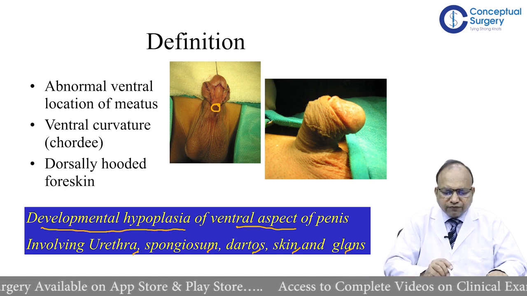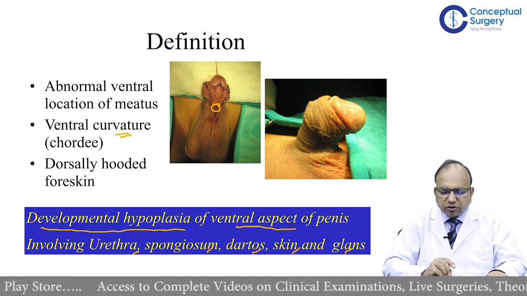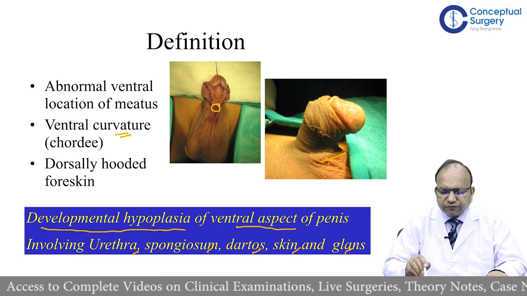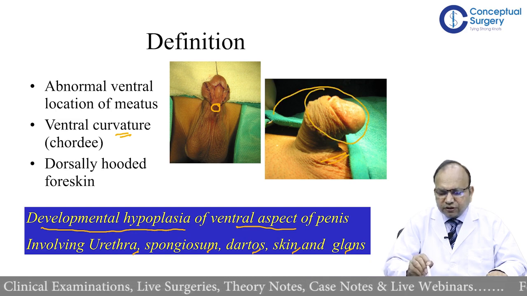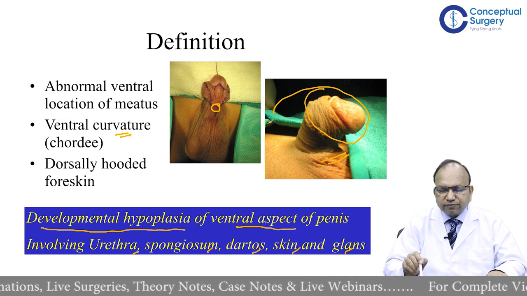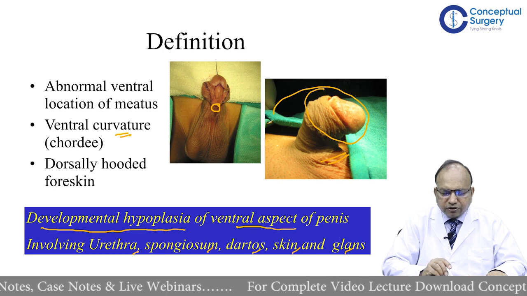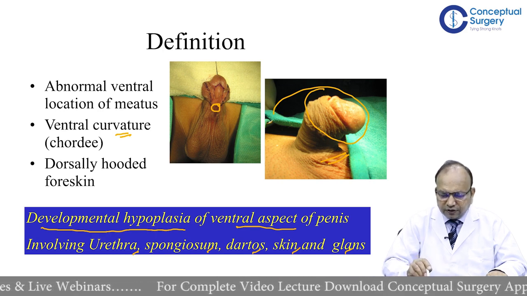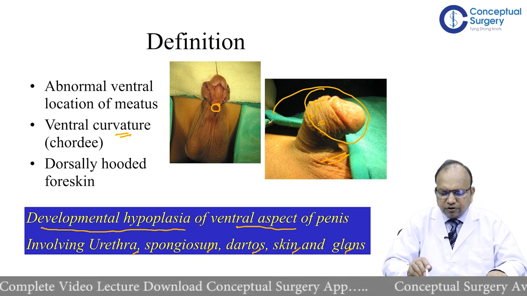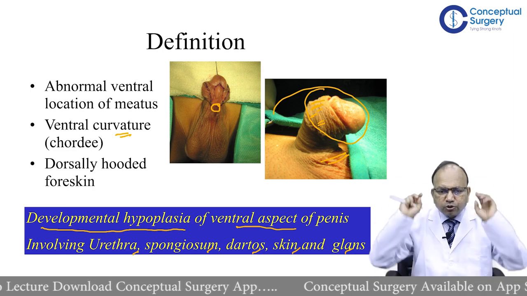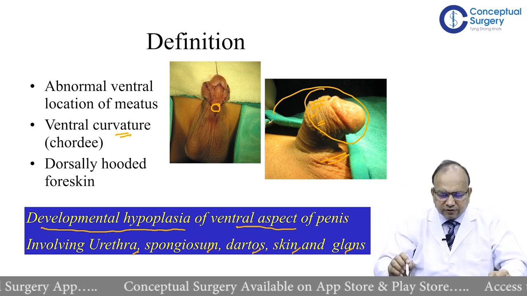The second component is ventral curvature. Ventral curvature is also known as chordae. For example, in this picture if you see, there is this glans which seems to be tilted onto the phallus. And the third is a dorsally hooded foreskin. Now if you look at this foreskin, it is in the form of a hood on the dorsal aspect, just like the hoodies that you wear, where the face is exposed but everything else is covered.